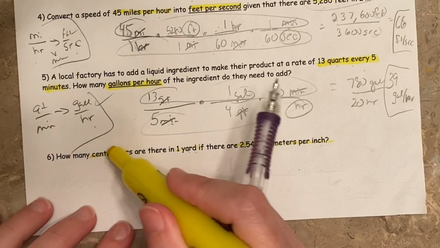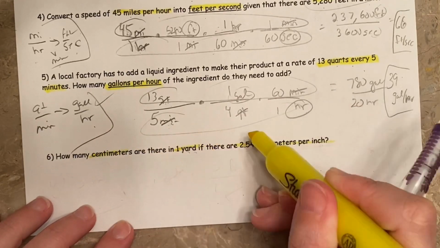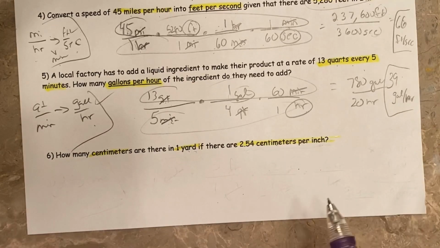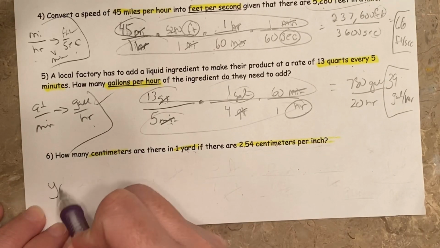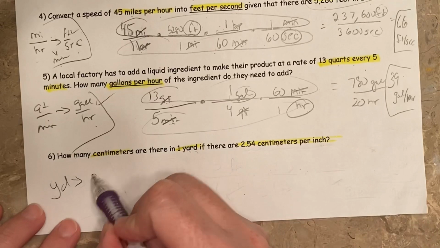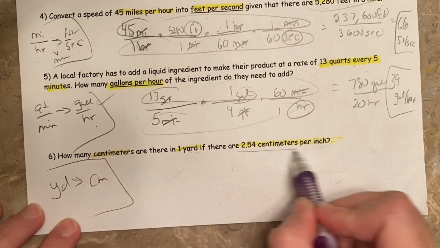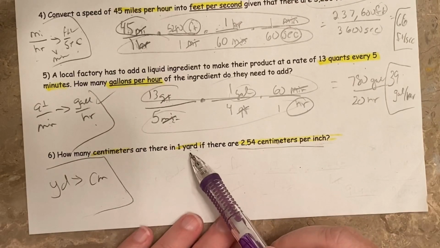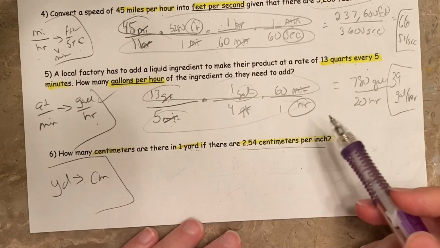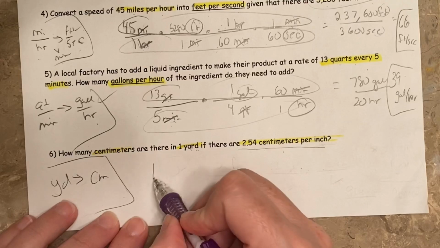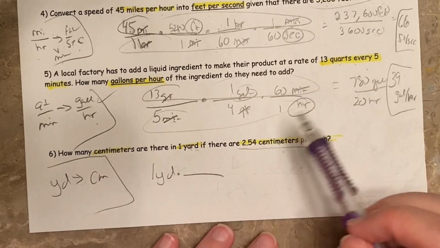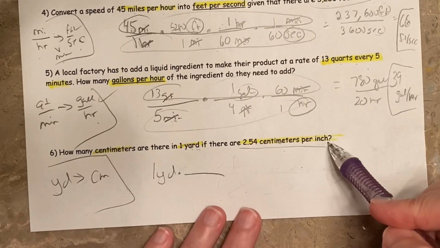Okay, question number 6. How many centimeters are there in 1 yard if there are 2.54 centimeters per inch? All right, so it looks like we are going to go from yards to centimeters on this one. They do give us a conversion, centimeters to inch. But that's not going to actually help us because we would need yards to centimeters, so that's no good. So we're definitely going to start with the 1 yard.